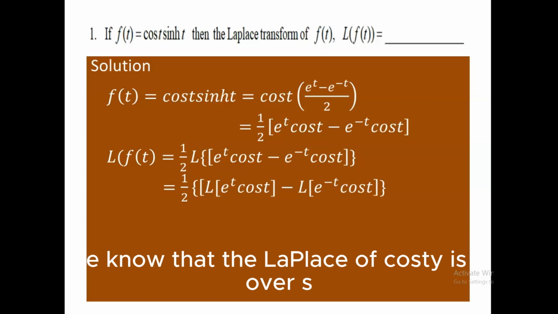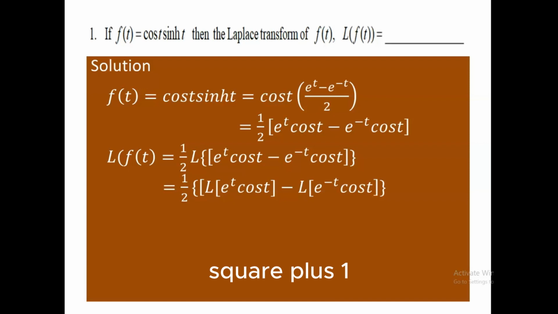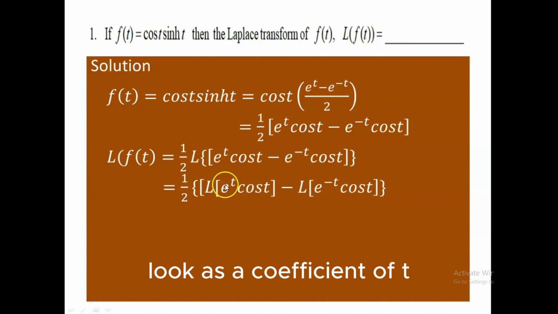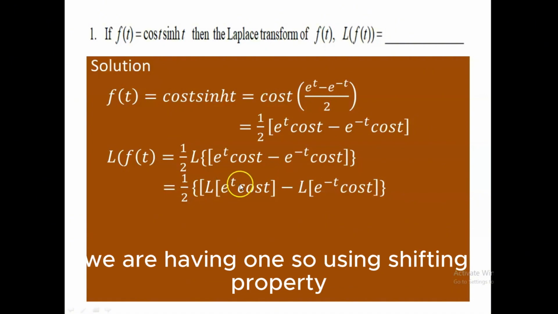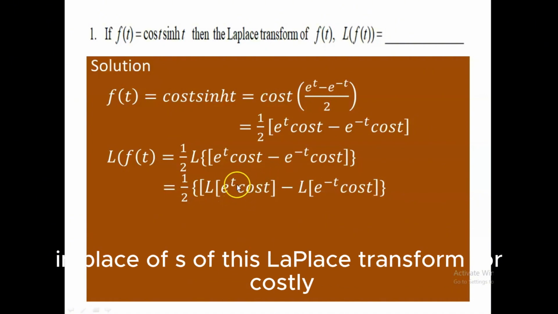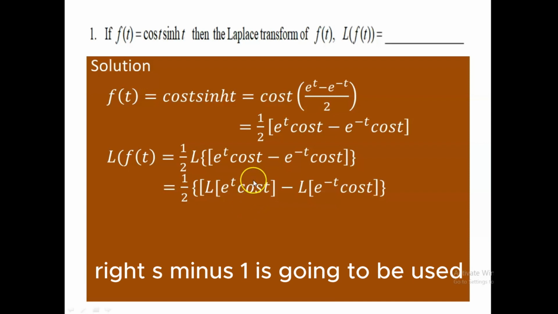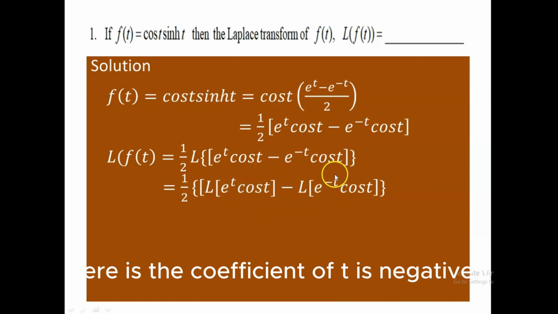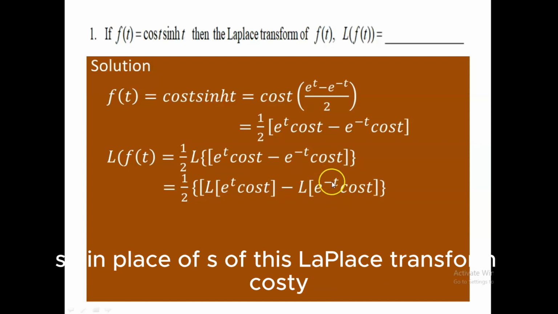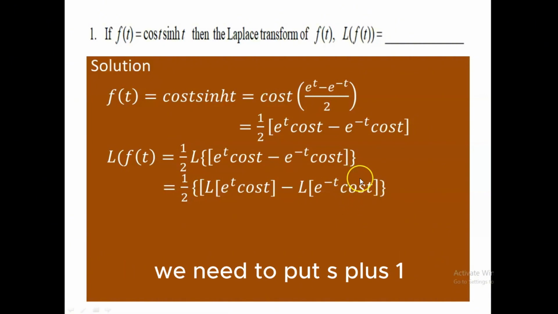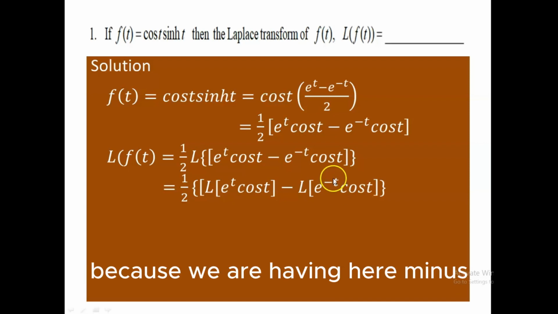We know that the Laplace of cos t is s over s squared plus 1, but here we have 1 as a coefficient of t. So using the shifting property, in place of s in this Laplace transform for cos t, we are going to put s minus 1. Here the coefficient of t is negative 1, so in place of s in this Laplace transform of cos t, which is s over s squared plus 1, we need to put s plus 1, because we have minus here.